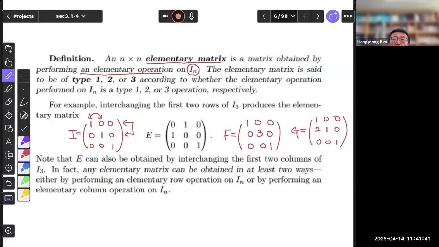In our case, I will focus on elementary row operations. I will explain the reason later, but we will focus on row operations, not column operations. Anyway, you need to understand both. So E, F, G are elementary matrices of type 1, 2, and 3.